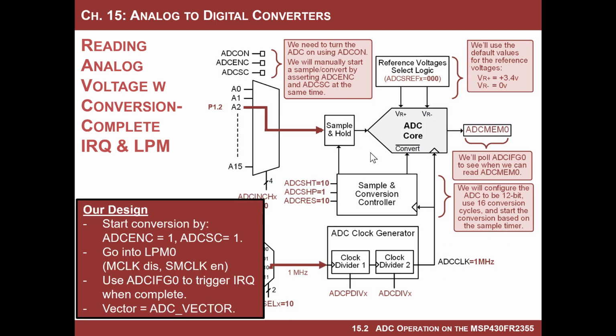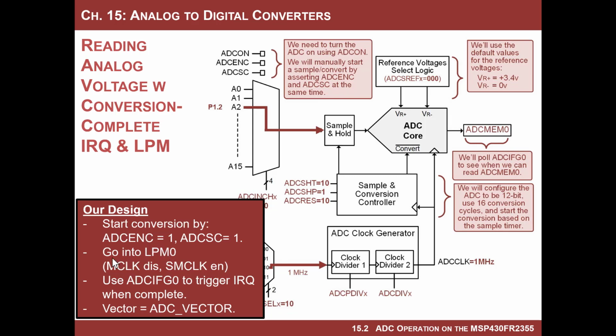Okay, so here's what we're going to do in this program. It's going to be the exact same program as last time, functionality and setup wise, except that we will have a main loop. What we're going to do is start the conversion by setting the enable conversion and start conversion bits simultaneously in the ADC control register 0. And then we're going to go into low power mode. We're going to go into a specific low power mode called LPM0. This is actually a bit that you set in the status register. And we've never done this before.